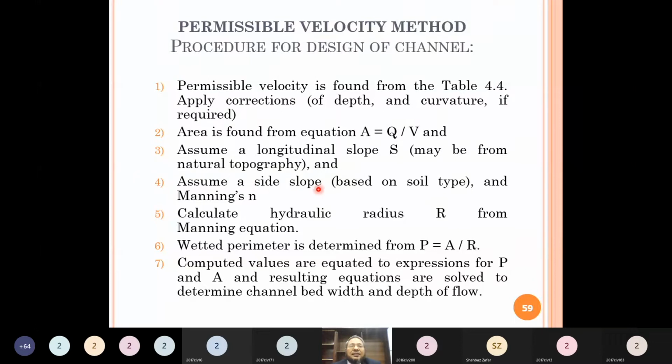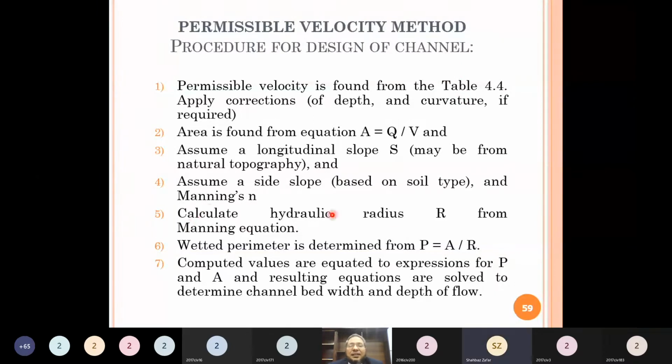And then assume a side slope. Side slope depends on what? The side slope of the channel. Angle of repose of soil. Yes, very good. Angle of repose of soil, and our side slope should be slightly less than the angle of repose for the soil type. And also we have to assume Manning's n. From where can we get Manning's n? From table 4.4.